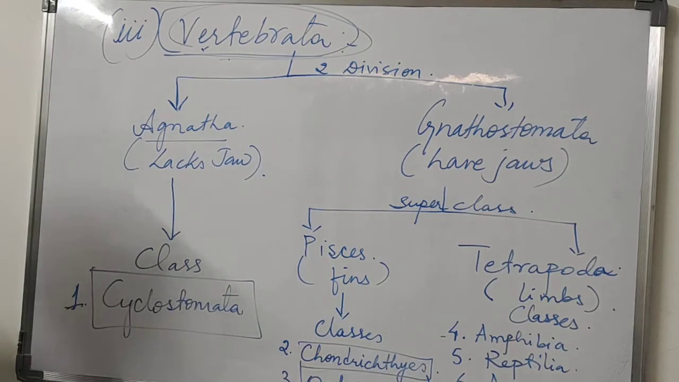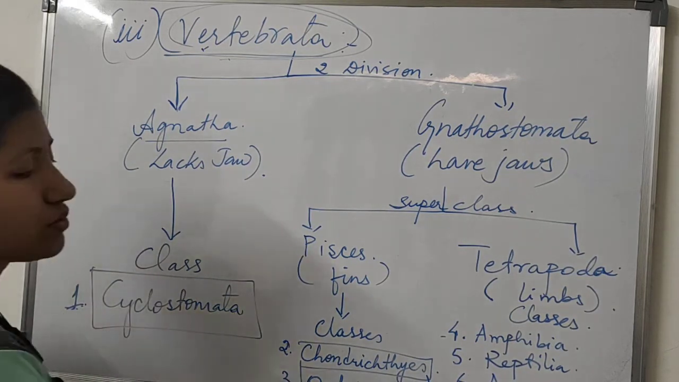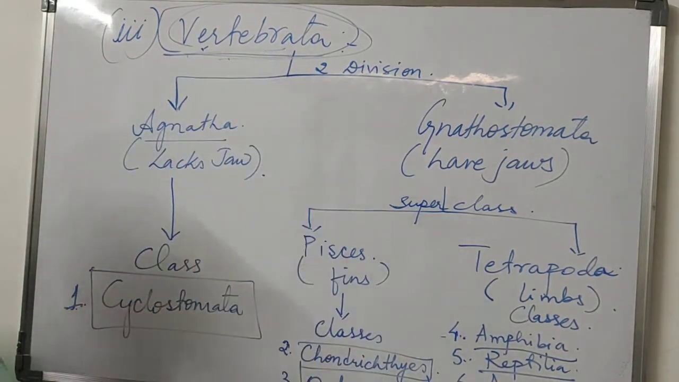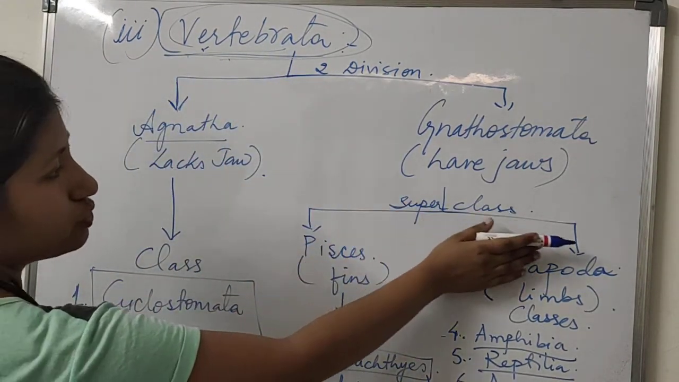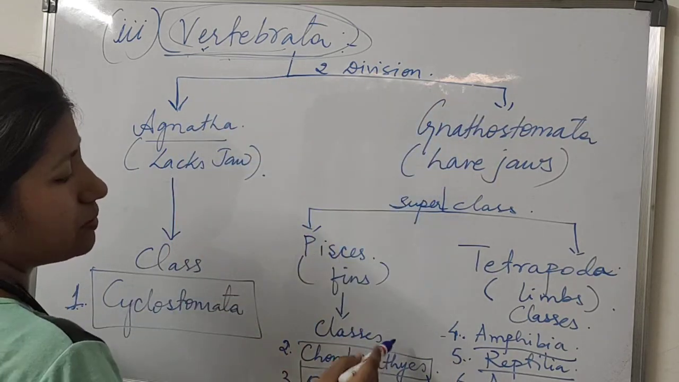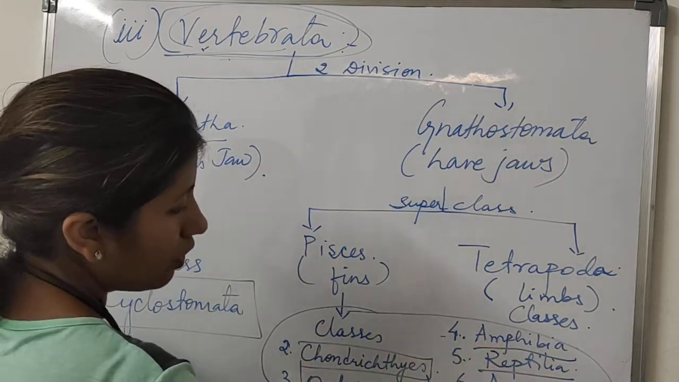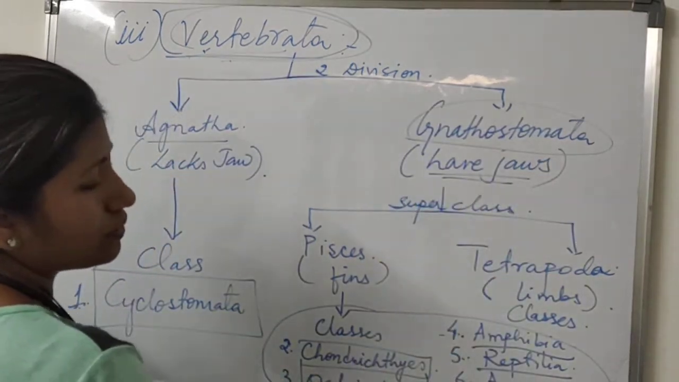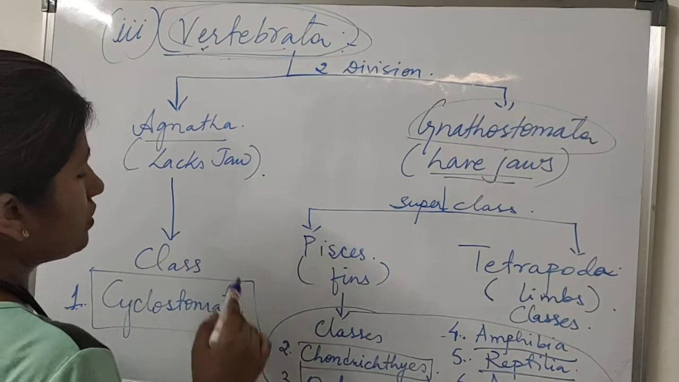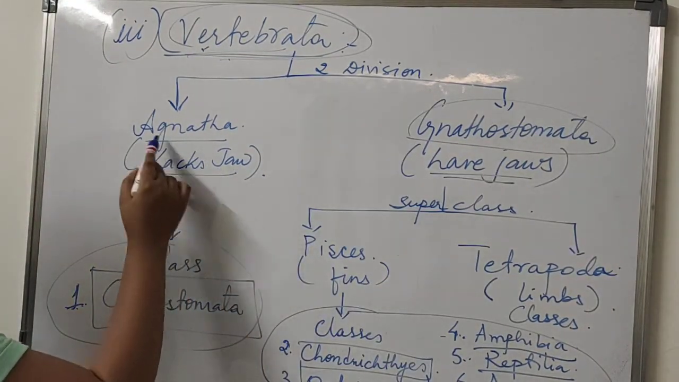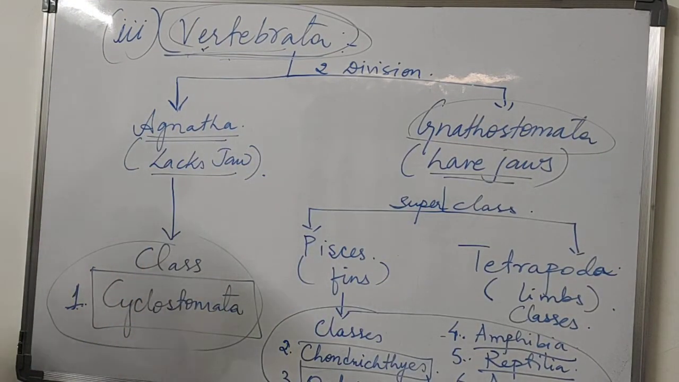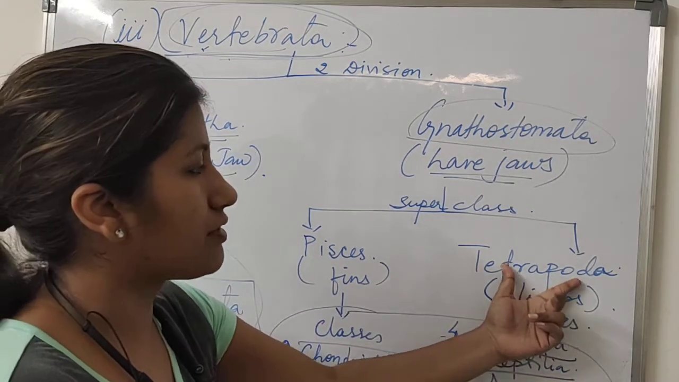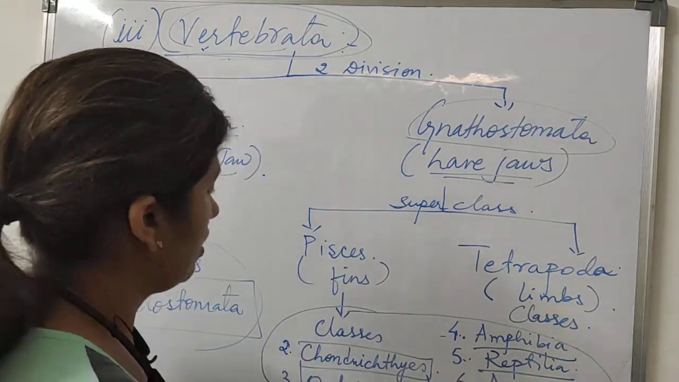So total we have 7 classes. 1, 2, 3, 4, 5, 6, 7. All these are classes of vertebrates. But these classes are again divided into several superclasses and divisions. You should remember, from 2 to 7, all the classes come under Gnathostomata. They have jaws. From here to here, all the classes of animals, they have jaws. And only this animal, they don't have jaws, which comes under Agnatha. Okay? And this group of classes have fins, whereas this group of classes have limbs. Tetrapoda superclass, Pisces superclass.